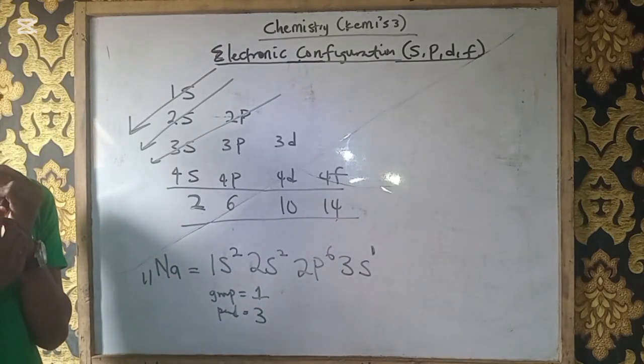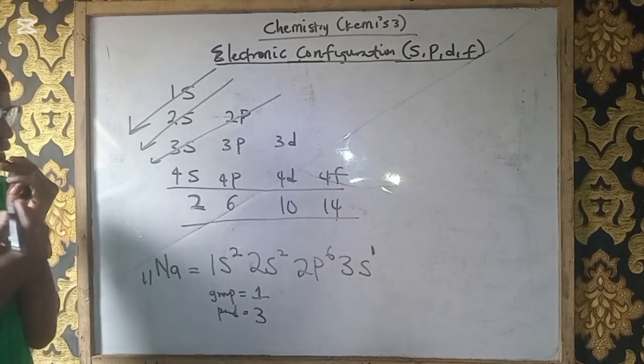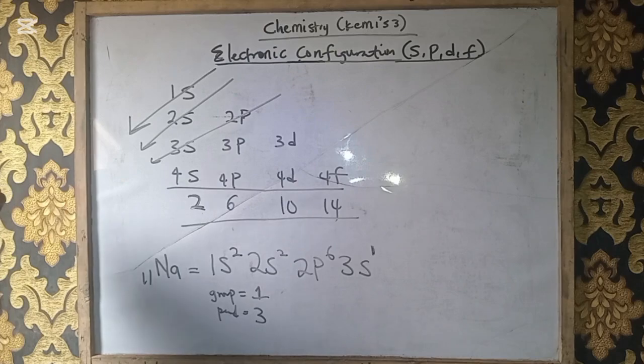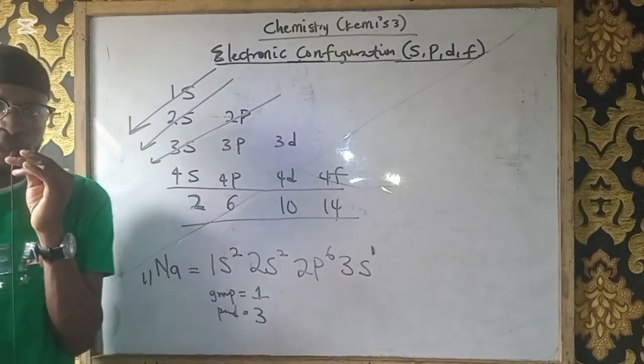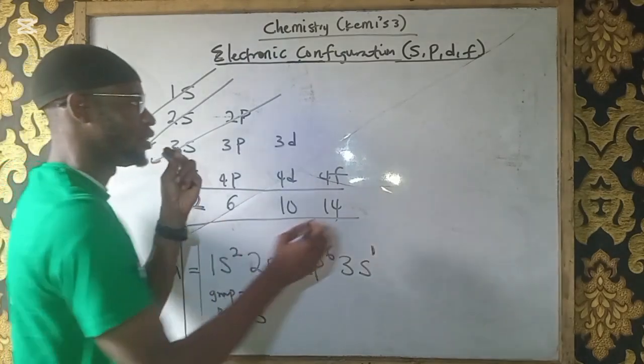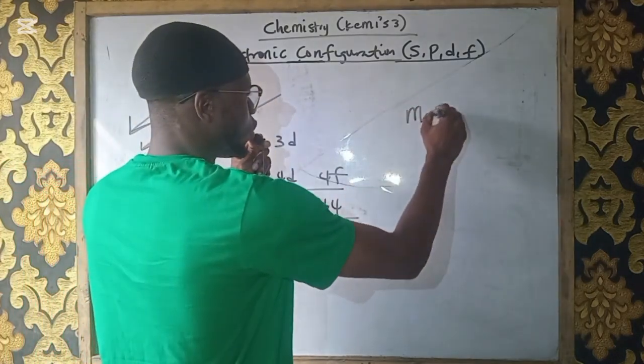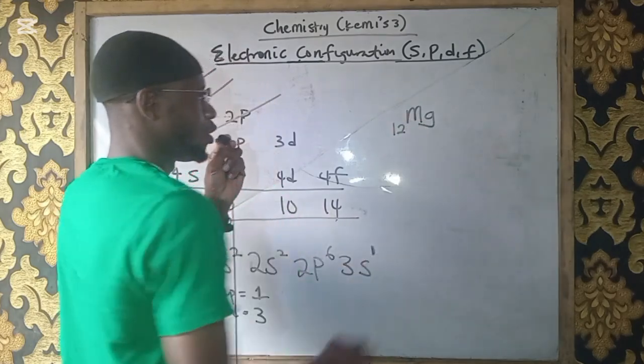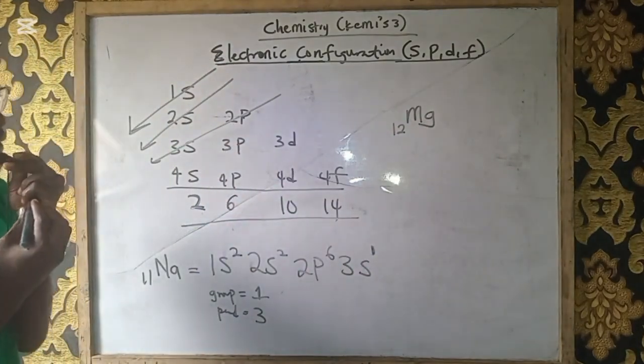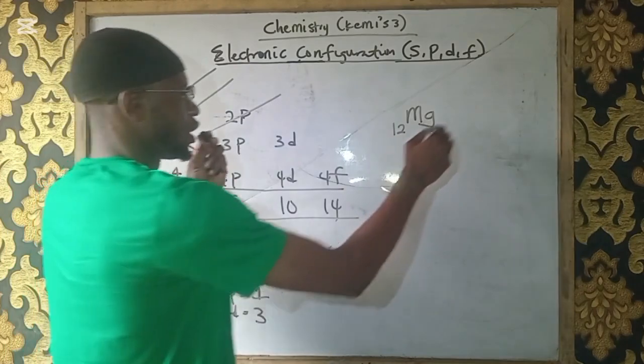Do you understand that? So this is how you present or write down the configuration of elements in the subshells format. So I would like to give you an assignment. You can do well to tell us the configuration of magnesium with atomic number of 12. Tell the configuration and tell us the group and period to which this element belongs.